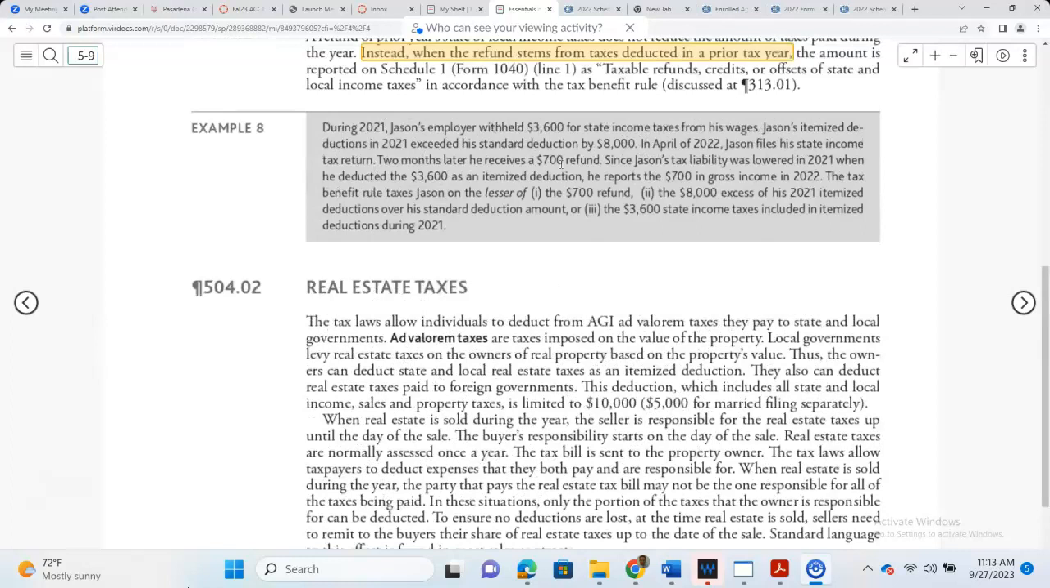For example of tax, there's another example here. You can read this. That's regarding a state income tax refund. So you can read that.